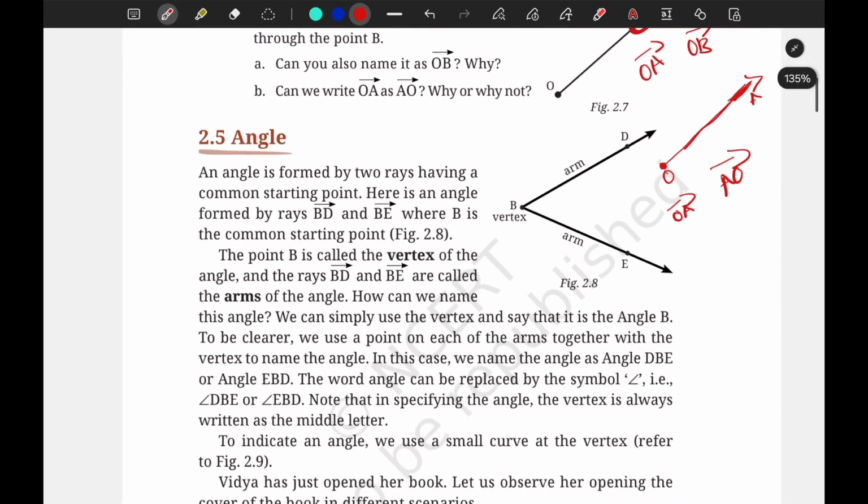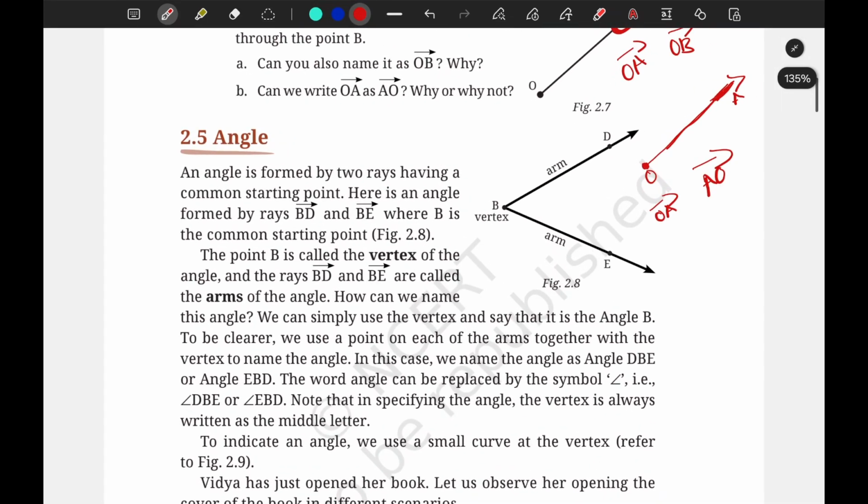Another concept is an angle. An angle is formed by two rays having a common starting point. Yes, this is a common starting point of two arms. These are known as arms. You can observe that this is one ray, and this is also one ray. The common point of two rays is known as the vertex, and these rays are known as arms.